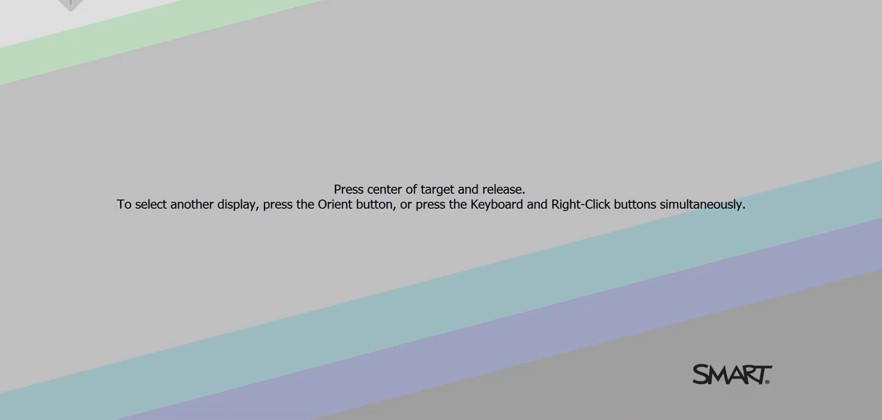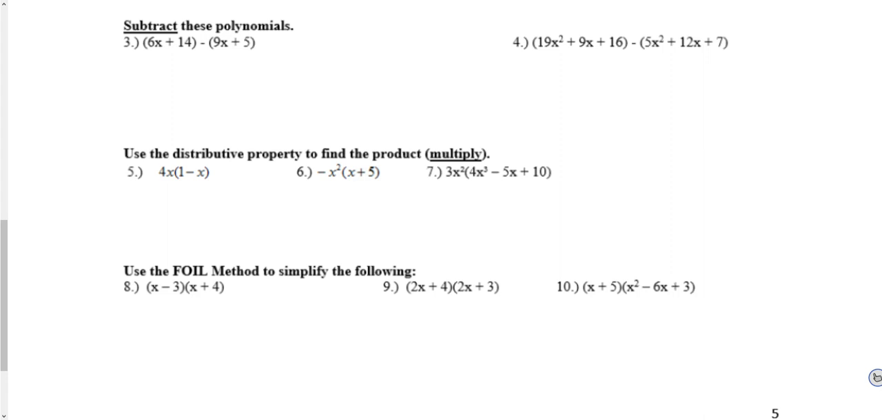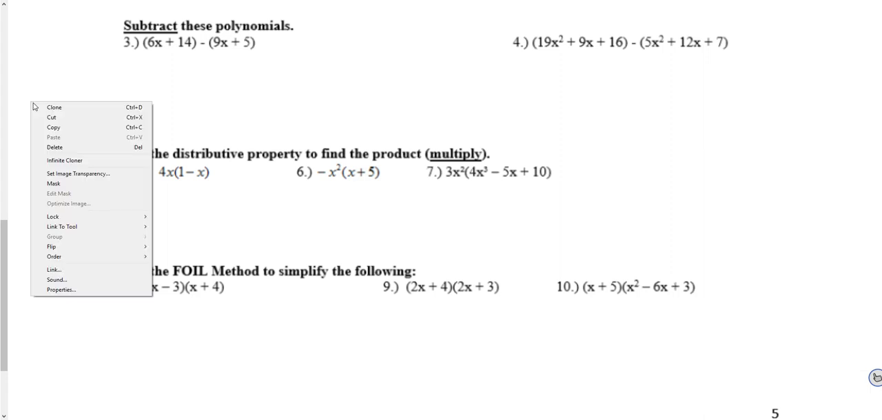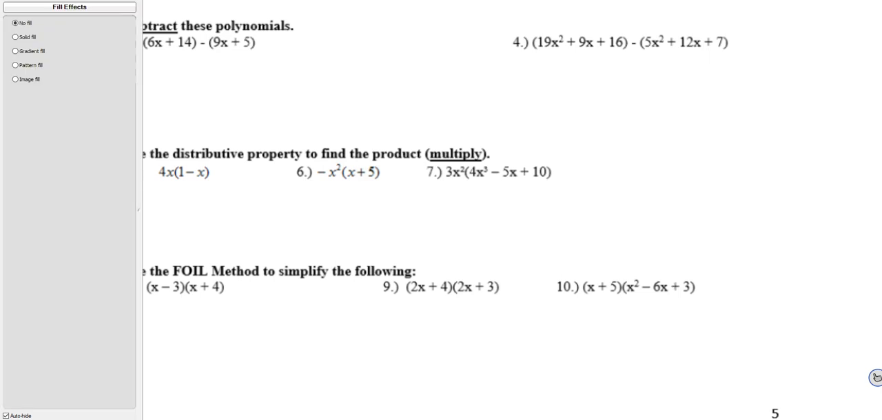Maybe? Oh, I don't want to do that. Hold on, let me align this. Let's see what happens. I want to do this. I think. Let's see. Properties. Actually, is it in here? Set background fill. Here it is. This could be incredible or it could be a disaster.